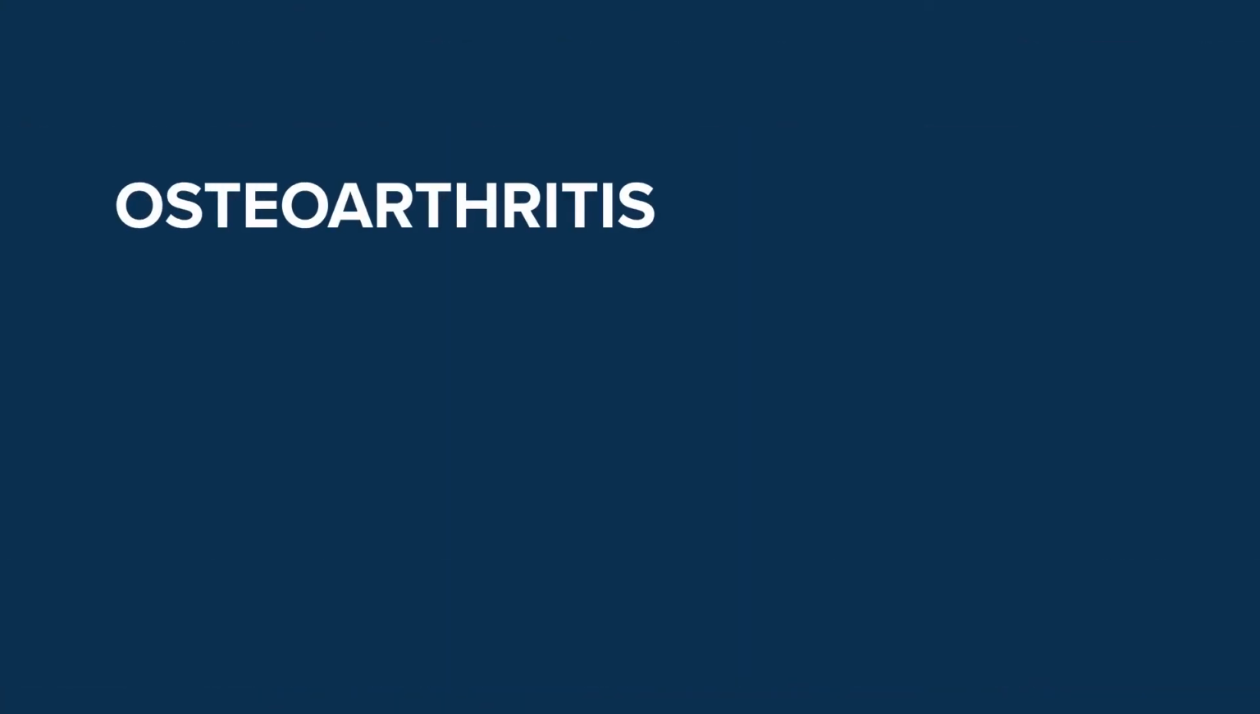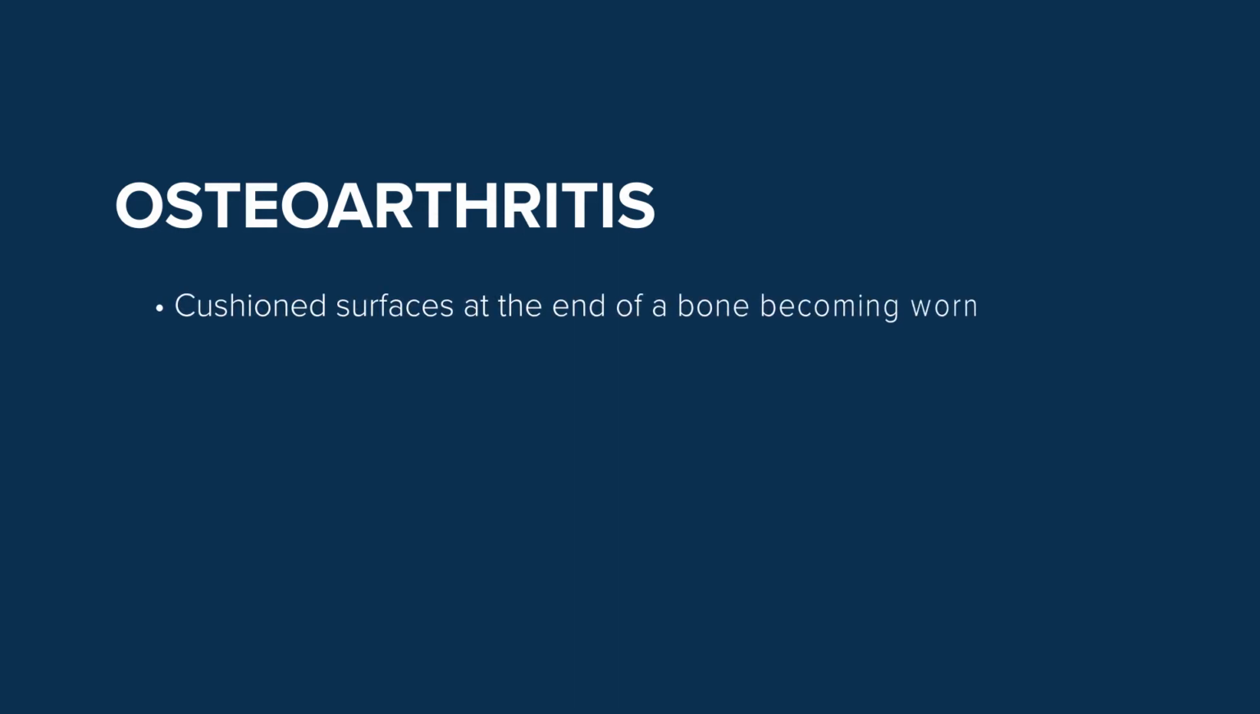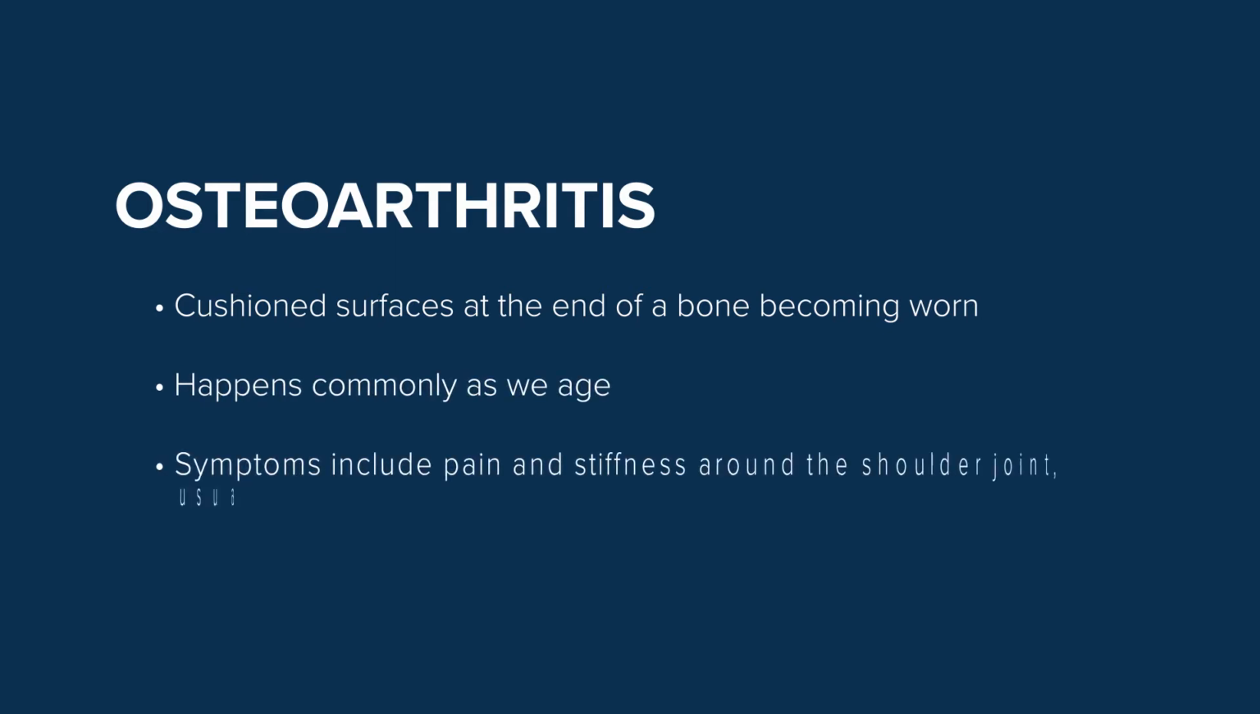Osteoarthritis is also common in the shoulder joint. This describes the cushion surfaces at the end of a bone becoming worn and happens very commonly as we age. Symptoms often include pain and stiffness around the shoulder joint, which is usually worse first thing in the morning.